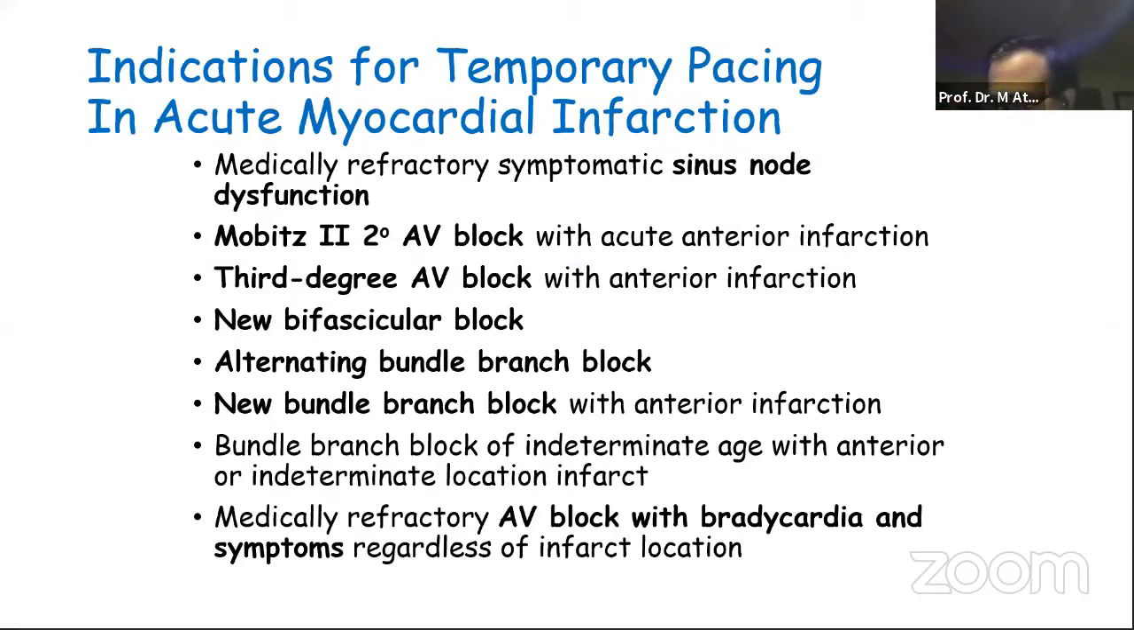Okay. Indication for temporary pacing in acute myocardial infarction: medically refractory symptomatic sinus node dysfunction, Mobitz type 2 AV block with acute anterior infarction, third degree AV block with anterior infarction, new bifascicular block, alternating bundle branch block, new bundle branch block with anterior infarction, bundle branch block of indeterminate age with anterior or indeterminate location infarct, medically refractory AV block with bradycardia and symptoms regardless of infarct location.